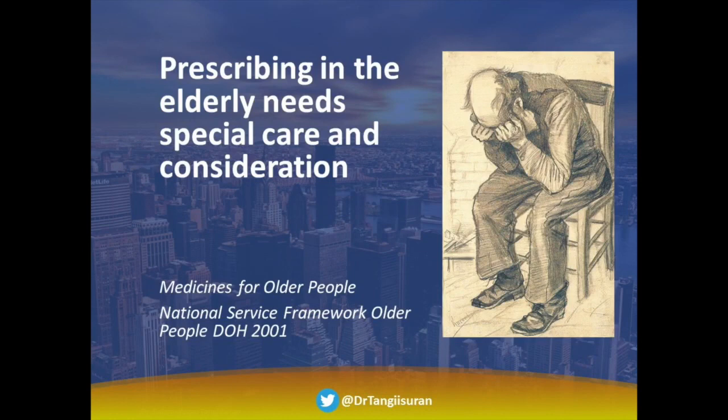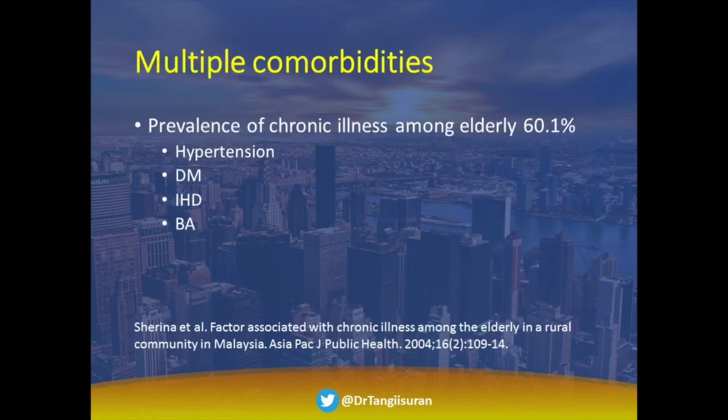Pharmacists can play an important role in assisting the prescribers by making sure appropriate medications are given based on individual patient need. As I mentioned earlier, older persons usually present with multiple comorbidities. The prevalence of chronic illness among elderly in a rural community in Malaysia is 60%. As expected, cardiovascular disease, diabetes mellitus, and bronchial asthma are the most commonly identified.